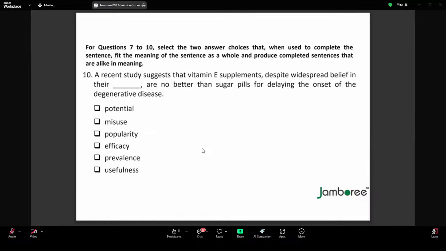A recent study suggests that vitamin E supplement is something additional to something. Despite widespread belief in something, a supplement is something that adds on to something, augments and increases. Despite their, something can be positive only. They are no better than sugar pills at delaying the onset of degenerative disease. So any positive word will do.